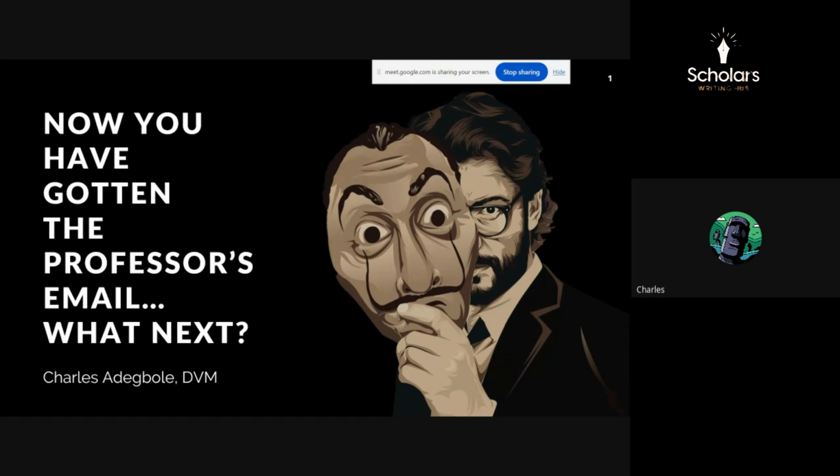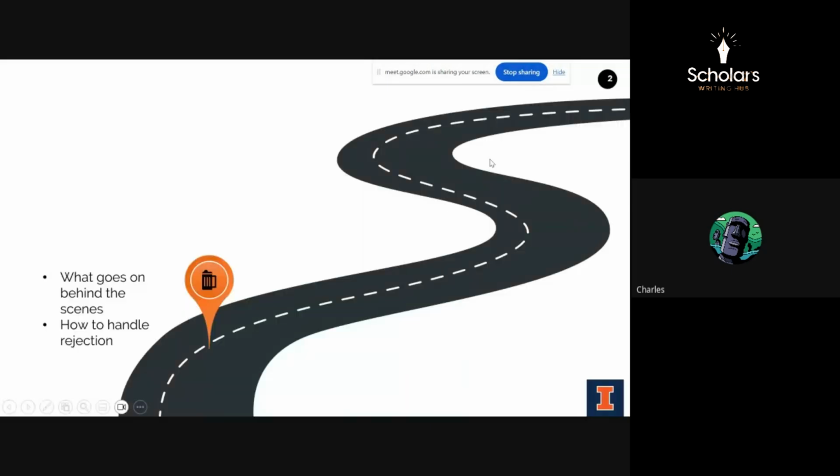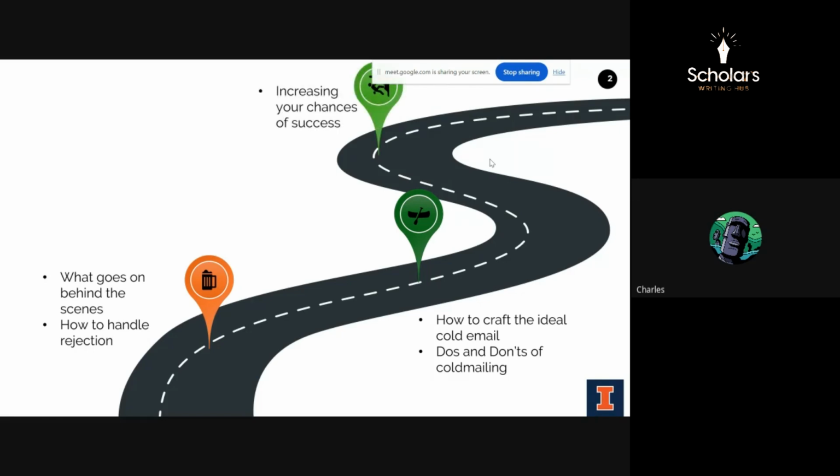From the get-go, I was thinking it'd be very important to do the heavy lifting and talk about the heavy stuff. So we'll be talking about what goes on behind the scenes, how to handle rejection, how to craft the ideal cold email, and the do's and don'ts of cold email. We'll also talk about how to increase your chances of success. We'll talk about a lot of things, but I wanted to summarize them in just these three agendas here.